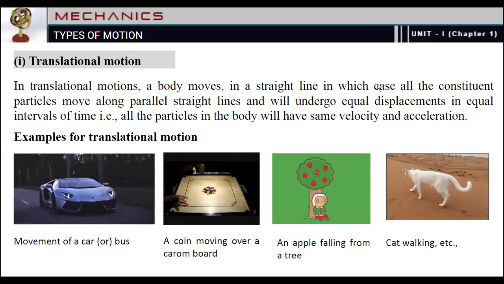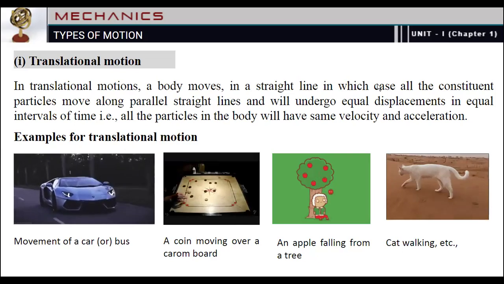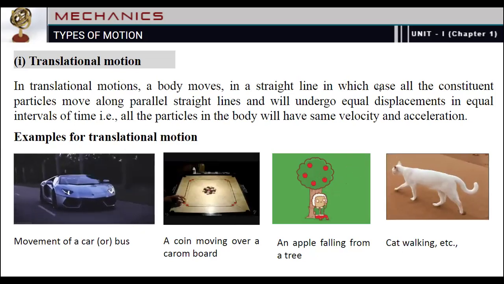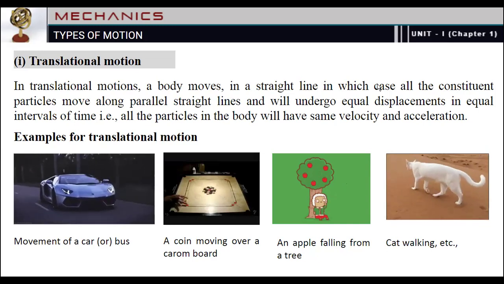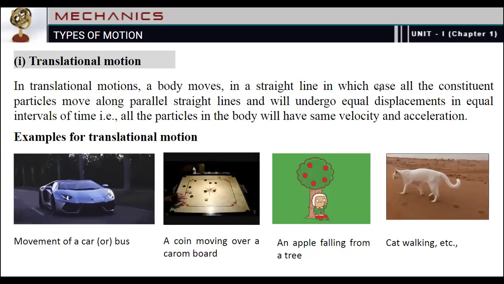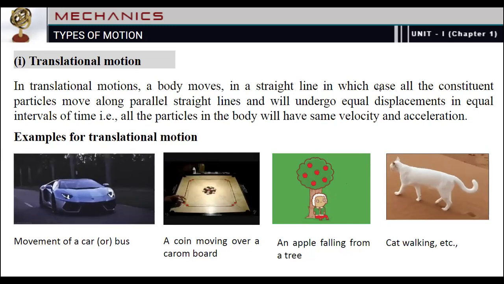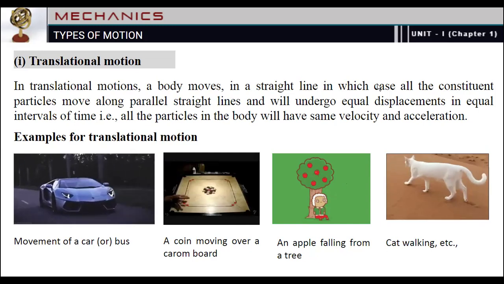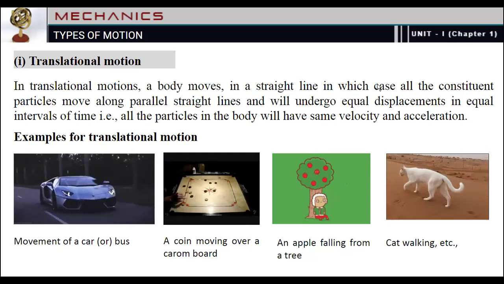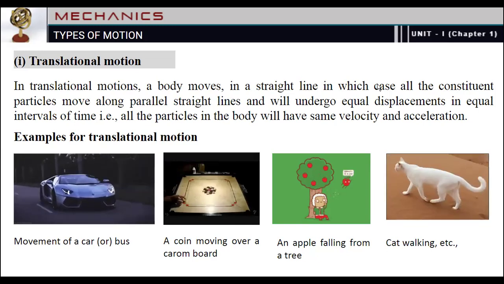Welcome, listeners. Now we can see about the types of motion, which is related to our mechanics unit. Not all the types of motion; we are concentrating here only on two types of motion. One is translational motion, and another one is rotational motion. First one, translational motion.